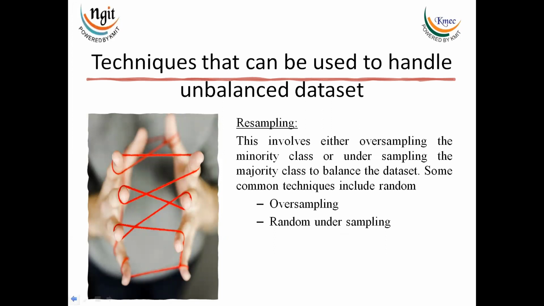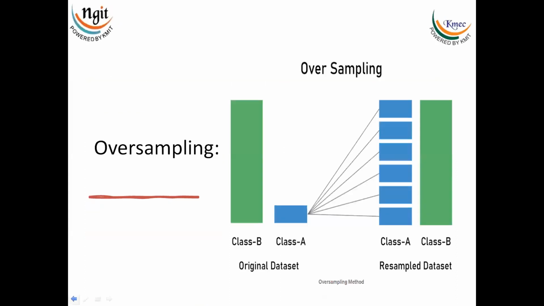Now the question is, most of the time I have unbalanced data only. So the question here is how I can balance my data. To balance the data, we have two techniques here. One is called oversampling and the other one is called random undersampling. So what is oversampling? You can understand it from the name itself.